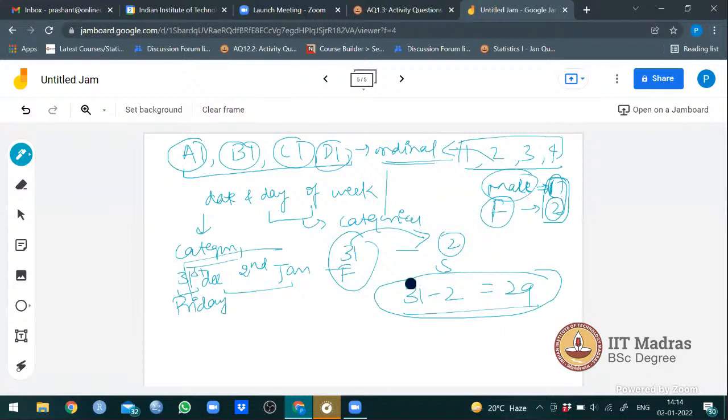Oh, sir. Now I understood. Yeah, my doubt is clear. I had the same doubt. I got confused because it has numerical values. That's why many people got confused, like 1, 2, 3, 4 and 30 like this.